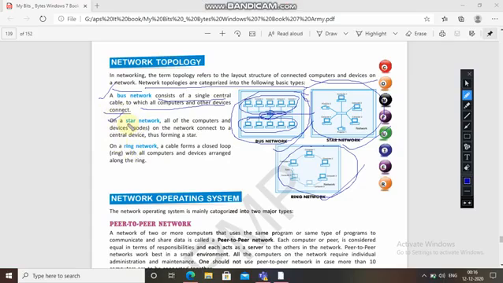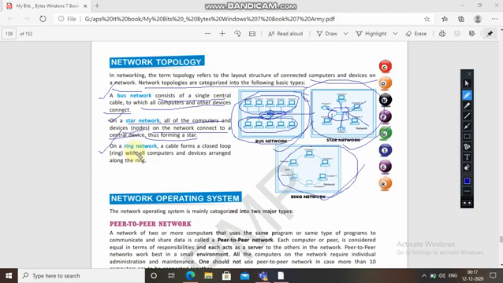On a star network, all of the computers and devices on the network connect to a central device, thus forming a star. Here also you can see a device in the center, and other computers and devices are connected to it while making a star shape. They also have a center device, and each computer, or you can say device, is called a node.